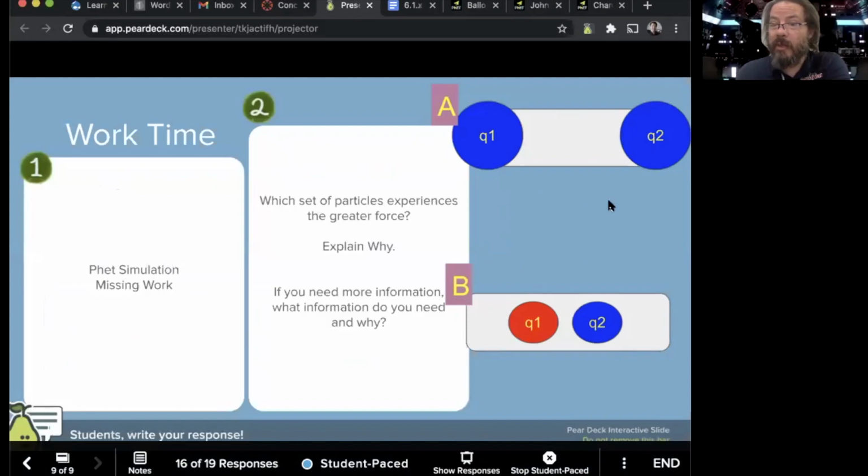So all of those statements I really liked because it showed your thinking and that you're thinking through Coulomb's law. The bigger the charge, the bigger the force, but the closer they are, the bigger the force. And without actual numbers, we can't know for sure which one is bigger. So great thinking. Thank you for sharing.